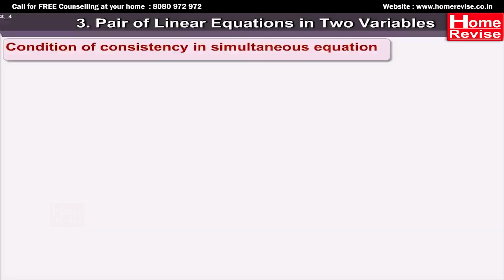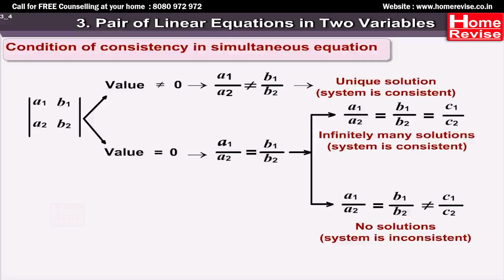The condition of consistency in simultaneous equations can be summarized by this tree diagram. If the value of modulus a1 b1 a2 b2 is not equal to 0, that is a1 upon a2 is not equal to b1 upon b2, then for this condition the given simultaneous equation have unique solution. Therefore, the system is consistent.